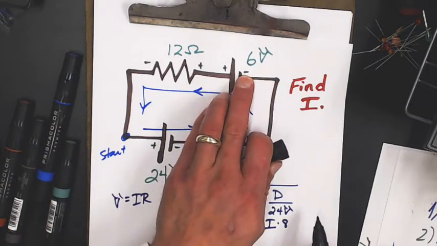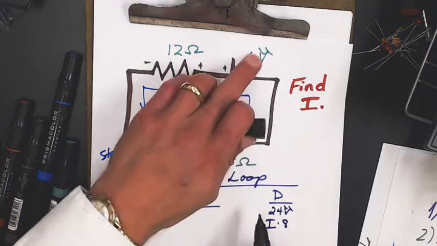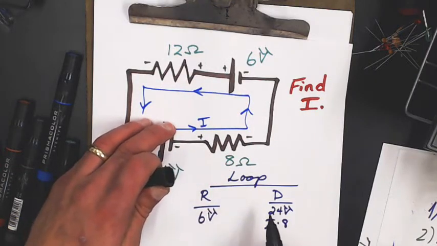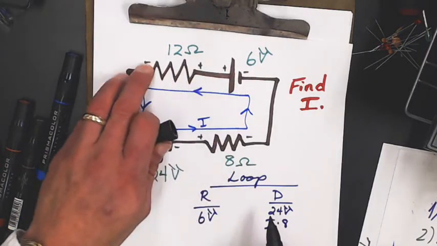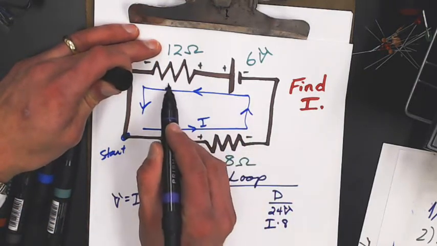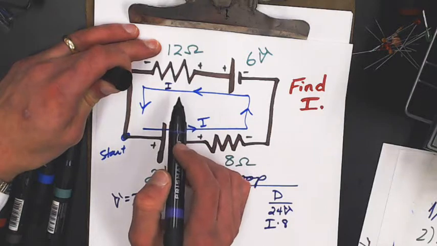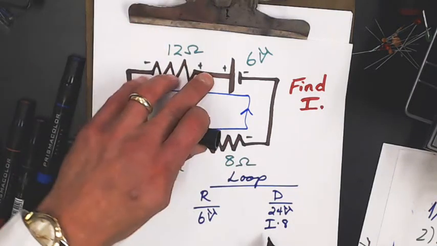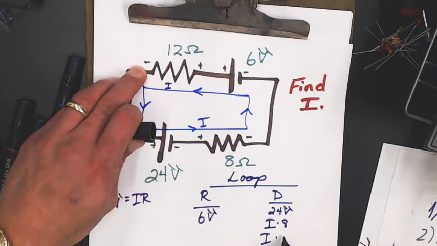And then I go from a negative to a positive. That's a rise. I have a 6-volt rise. And then I go from a positive to a negative. Again, this is still the same current because it's going through there. It's in one single series circuit. So that's another positive to negative. That's a drop. So this is I times 12.